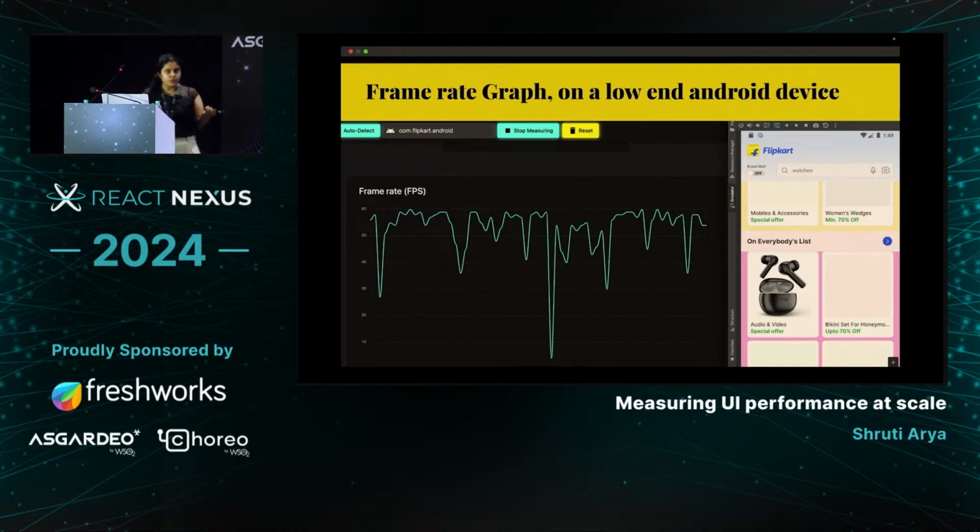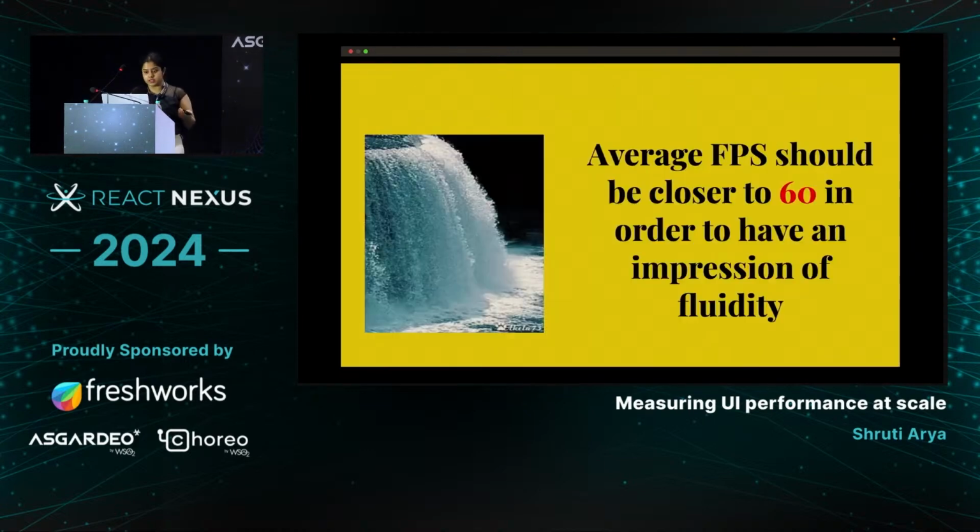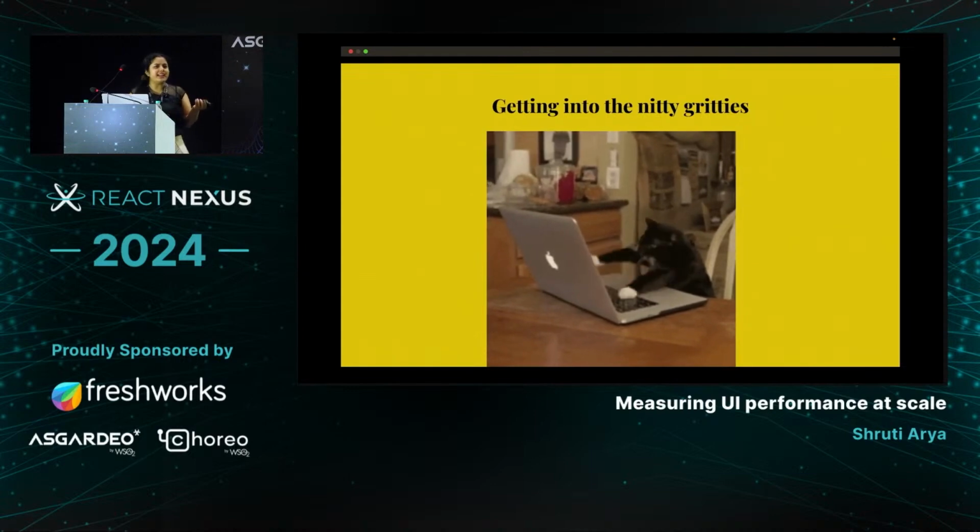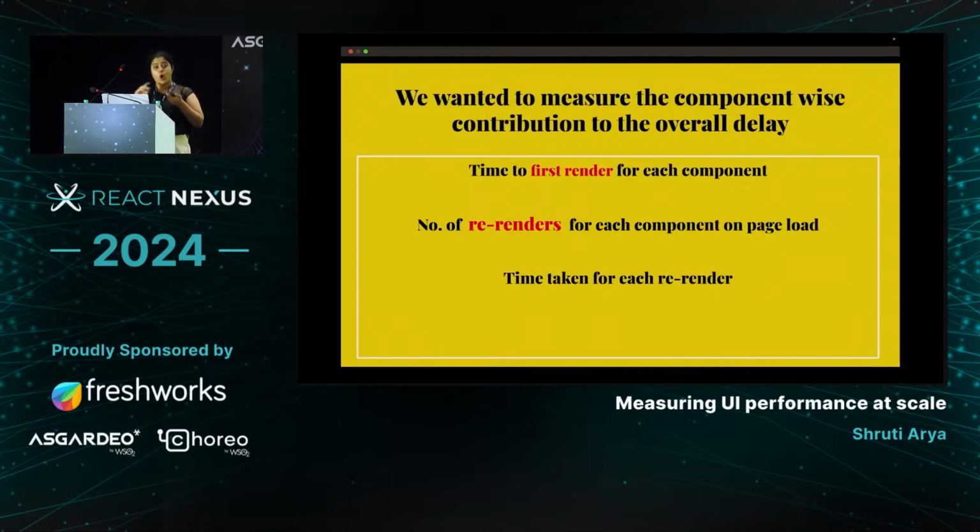And for those of you who have actually worked with React Native performance, you would know that the average FPS should be closer to 60 in order to have an impression of fluidity. So now we started getting into the nitty-gritties of things. So now we wanted to measure the component-wise contribution to the overall delay.